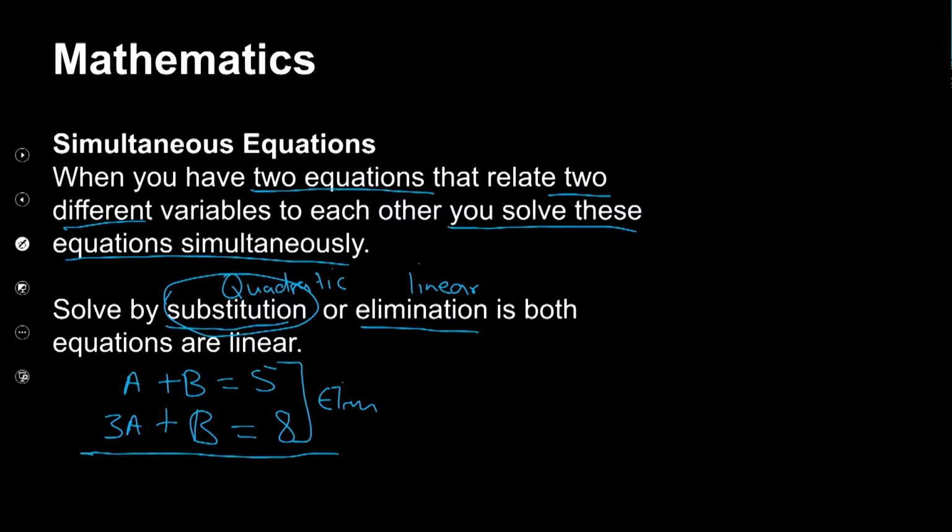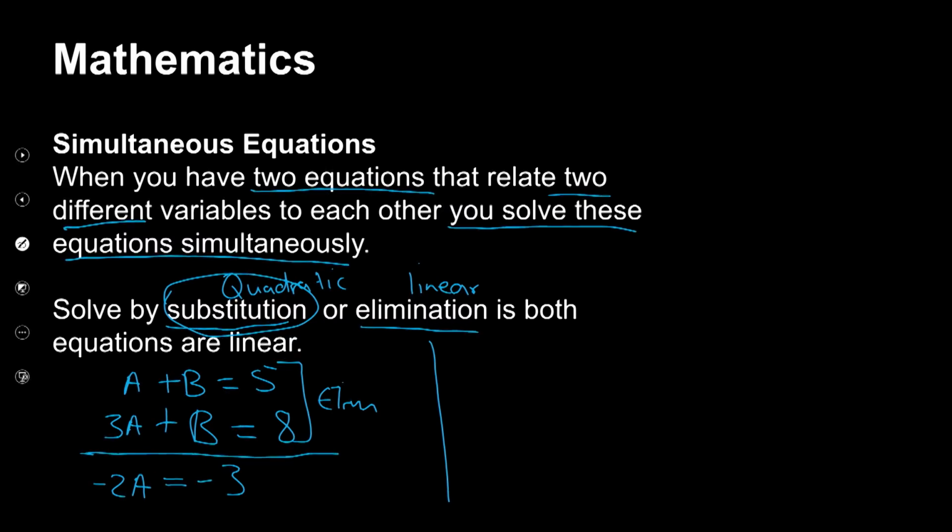With the elimination method, let's take the first equation, which is the one equal to 5, and subtract the second equation. If I do that, it will be A minus 3A, which is negative 2A. B minus B vanishes because it gives me 0. It equals 5 minus 8, which gives me negative 3. And then you see, I only have one variable. That's why this is called a simultaneous equation.